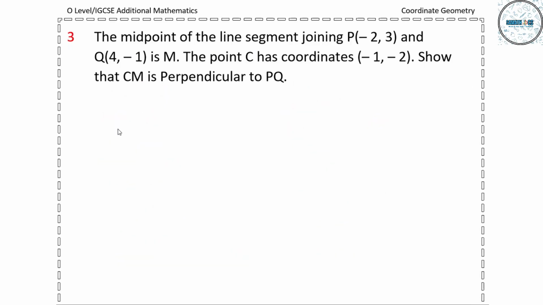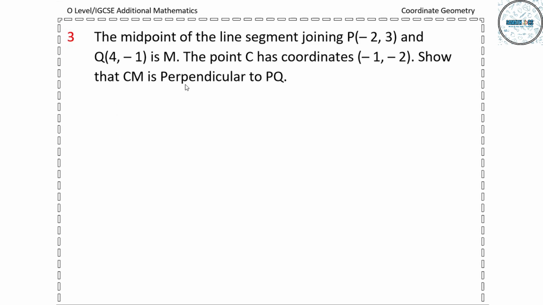Let's do one more question. The midpoint of the line segment P, minus 2 comma 3, and Q, 4 comma minus 1, is M. The point C has coordinates minus 1 comma minus 2. Show that CM is perpendicular to PQ.